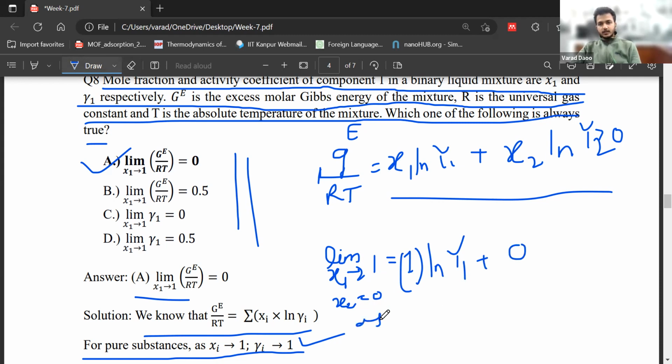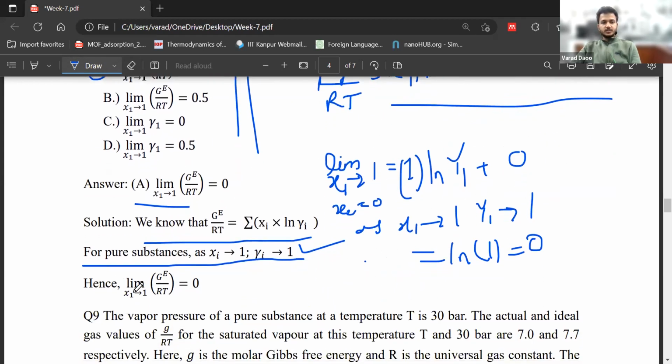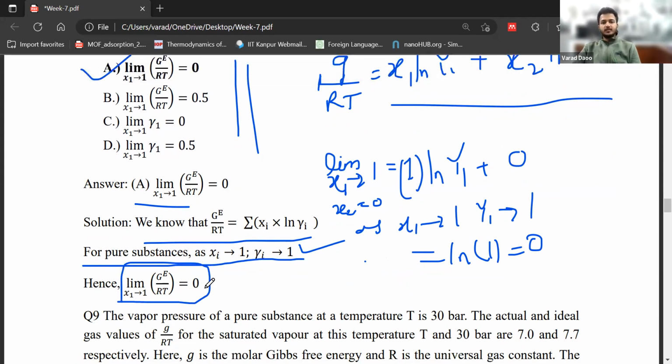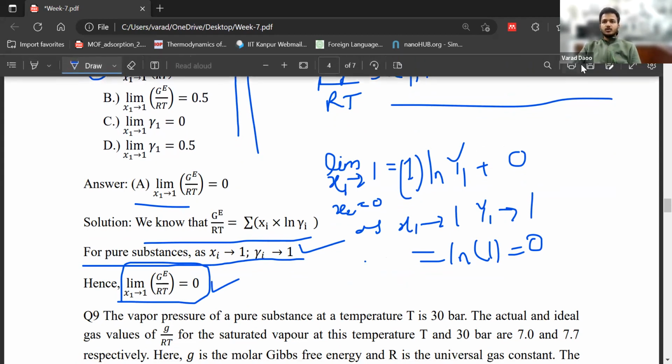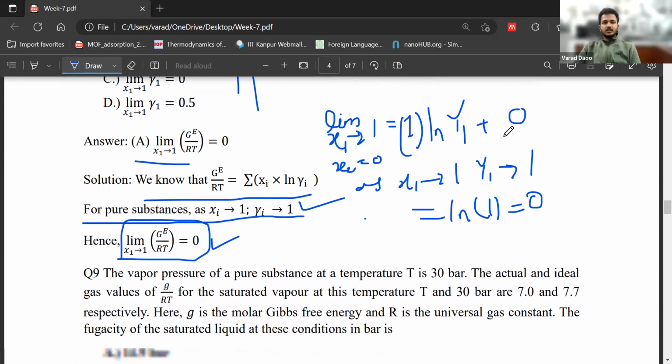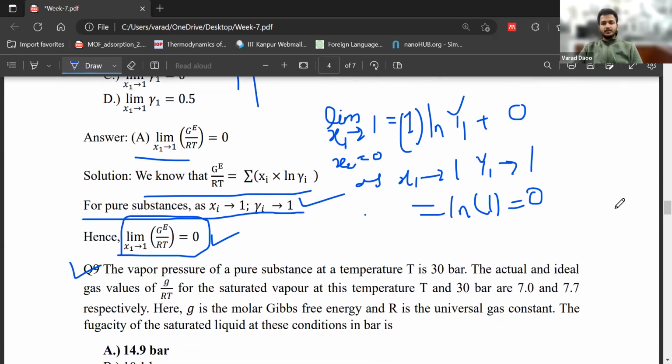And as x1 tends to 1, that means gamma 1 is tending to 1, right? So that means this is nothing but ln of 1, which is nothing but 0, right? This is what has been mentioned. Hence, when the limit x1 tends to 1, G bar over RT is going to be 0, because ln of 1 is 0, right? I hope the question is clear to everyone. If you have any doubt, you can ask. Otherwise, you can go ahead with the next question now.